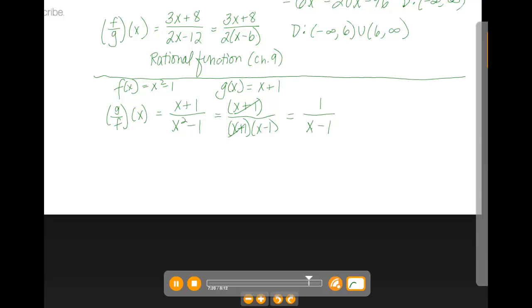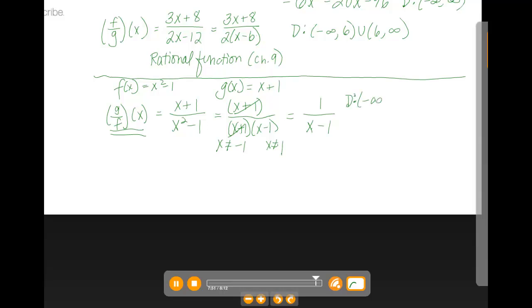But you notice we actually have a couple of domain problems now. x was not allowed to be negative 1 from this step back here, otherwise we'd have division by 0 over here. And x is also not allowed to be 1, otherwise we'd have division by 0 over here. So even though we were allowed to cancel out that common factor, we can't forget that it used to be there. It's coming from this quotient, g over f. So when we write our domain, we cannot include negative 1 or 1.